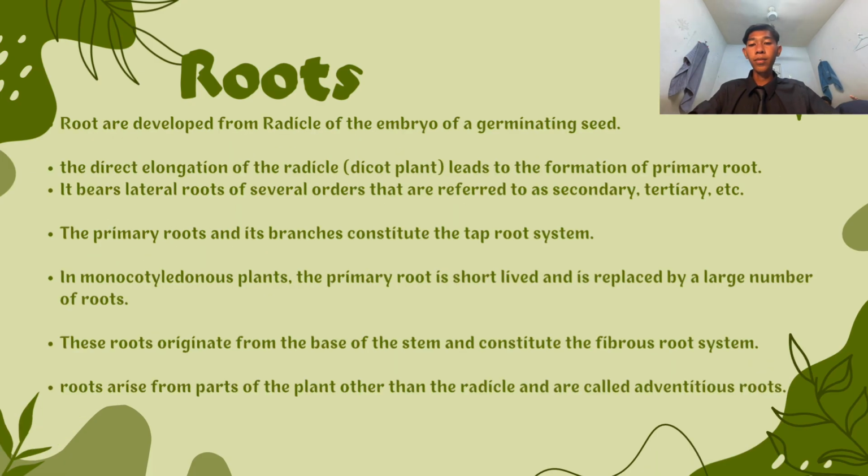Roots develop from the radicle of the embryo of a germinating seed. The direct elongation of the radicle in dicot plants leads to the formation of the primary root. In monocotyledon plants, the primary root is short-lived and replaced by a large number of roots.